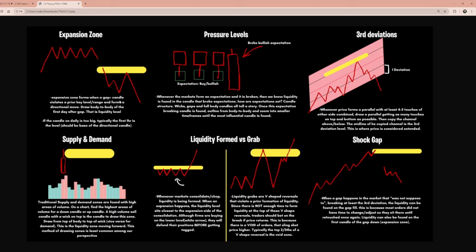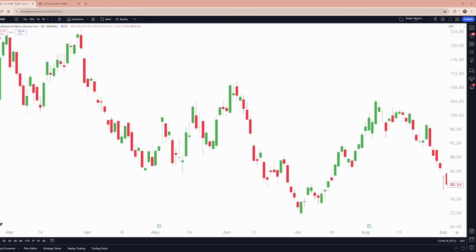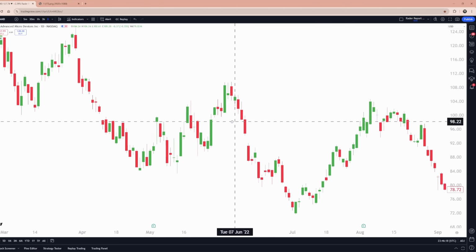Expansion zones form when a gap plus a candle violates a prior level or range and forms a directional move. We're going to draw from body to body of the first day or first candle after that gap. That is the liquidity level. So here's an example here on AMD.